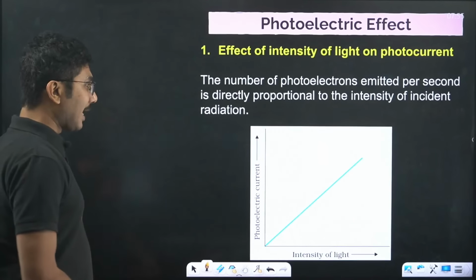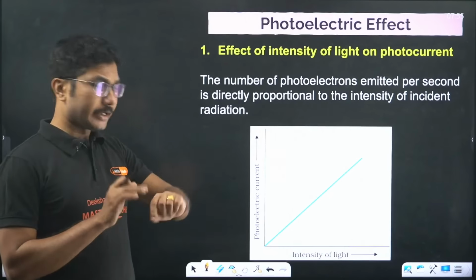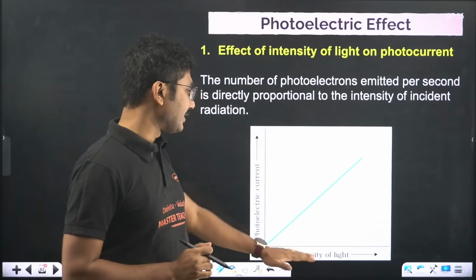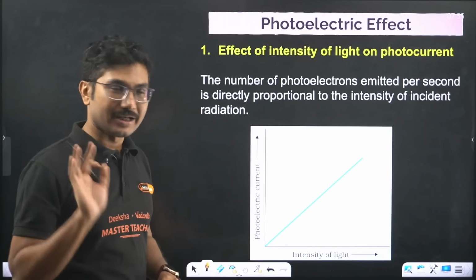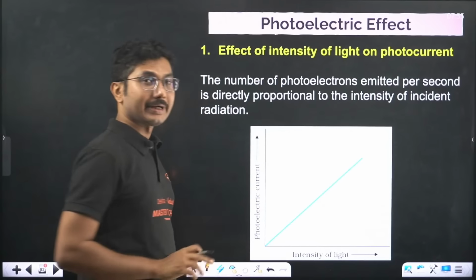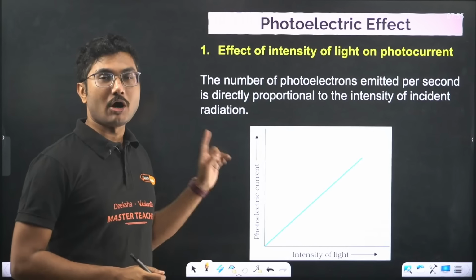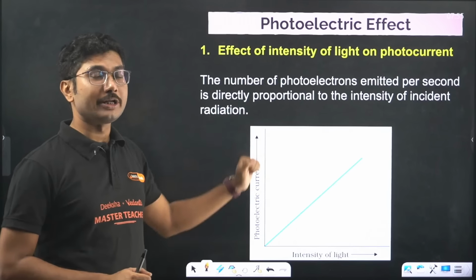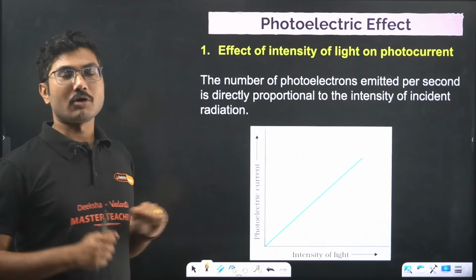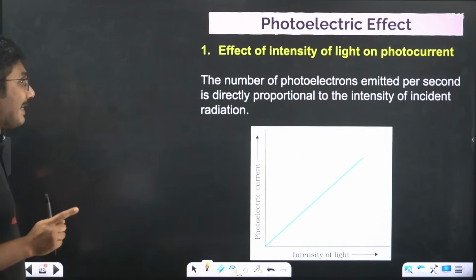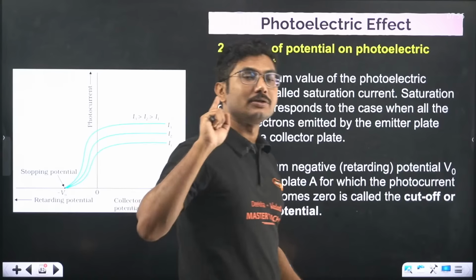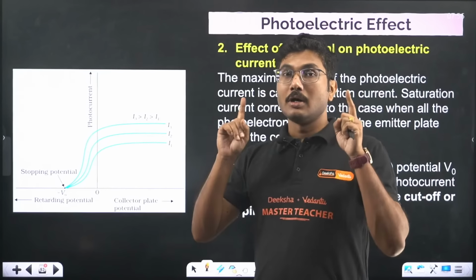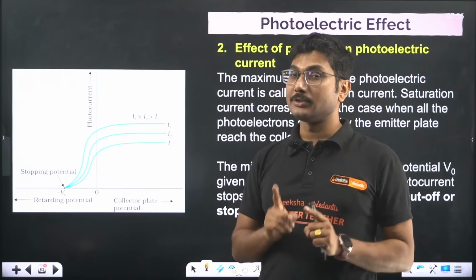Now photoelectric effect, I will give you the graphs of photoelectric effect. This will be the last topic. So intensity versus photoelectric current is a straight line passing through the origin. Photocurrent depends only on intensity, whereas kinetic energy of the electrons depends only on frequency. Kinetic energy depends on frequency. Photocurrent depends only on intensity.